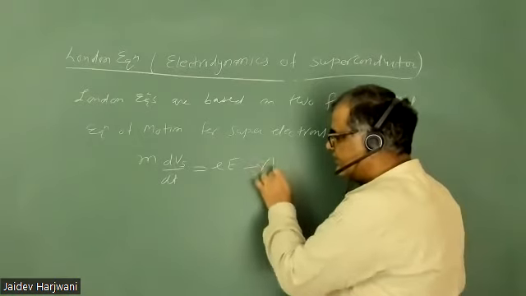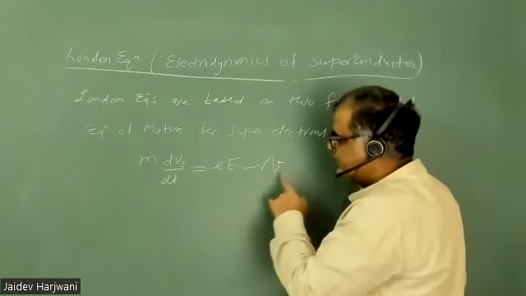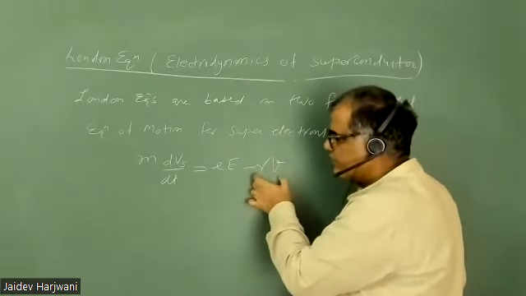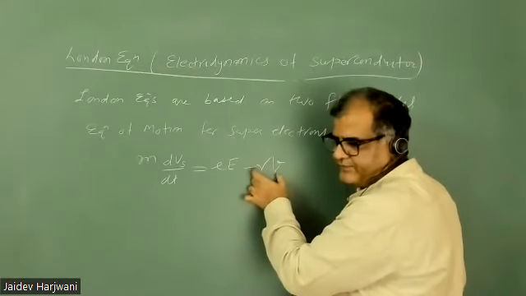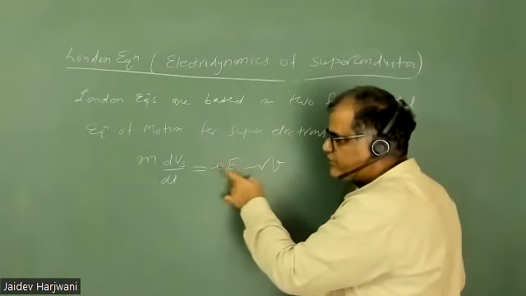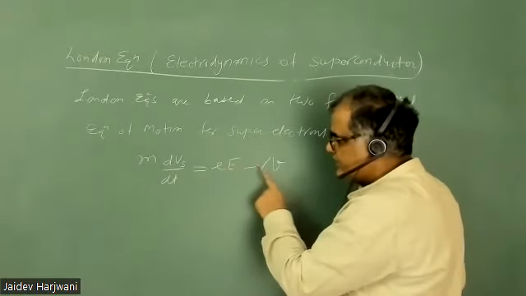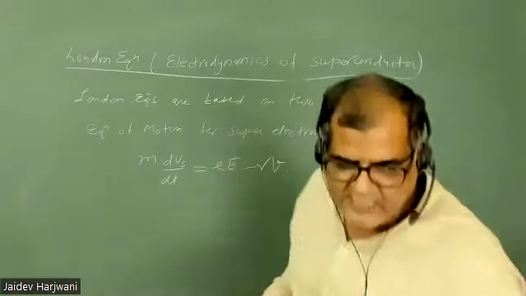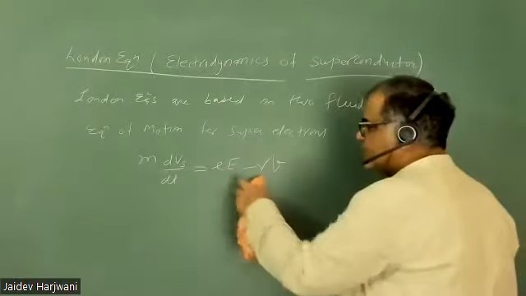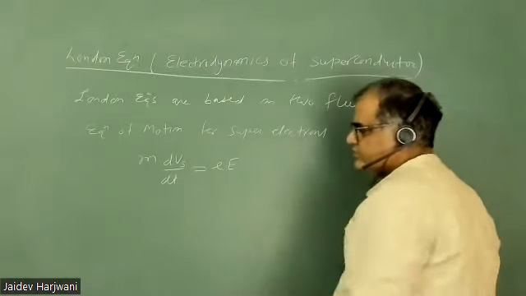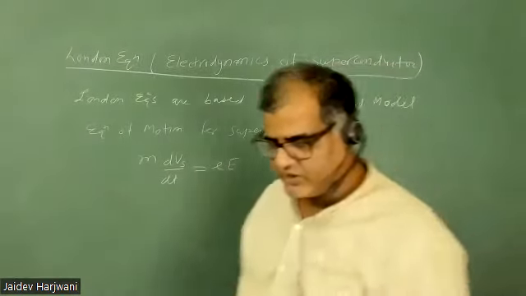And I was writing that for the normal electron. There was a term involved which corresponds to scattering, which is reducing the speed. So that term is not present here because these electrons do not get scattered. Okay, so for super electrons, this is the equation of motion.